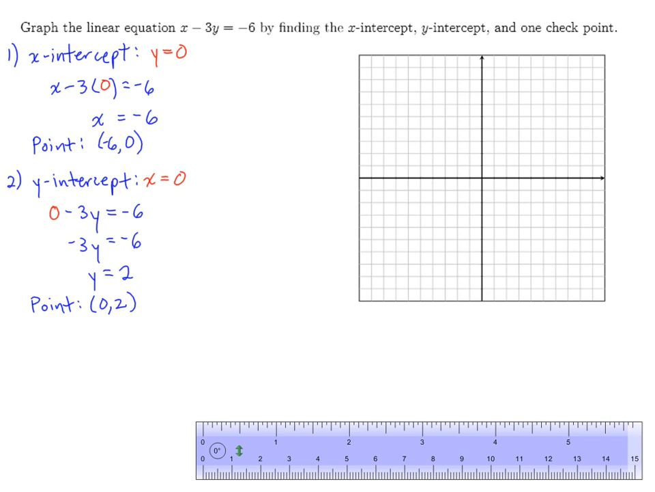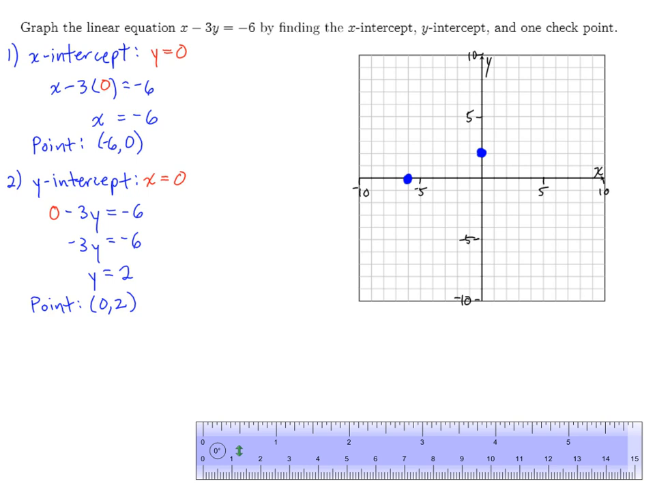So coming over to my graph, I'm going to scale and label the x and y axis, and I need to be able to fit the points negative 6, 0 and 0, 2 on here. So with this 10 by 10 grid, I'm just going to scale these axes with each unit representing 1 tick mark. So I'll label off 5 and 10 on the x and y axis, and then negative 5 and negative 10. Okay, and now plotting these 2 points, I have negative 6, 0, so I'll put that on my graph, and 0, 2. I'll plot that one as well.